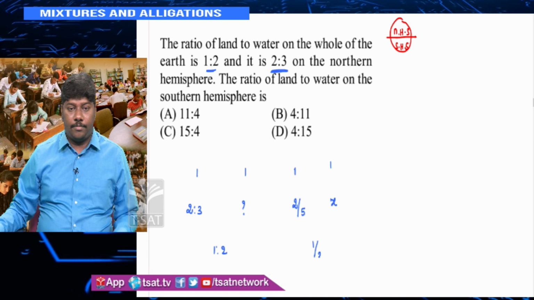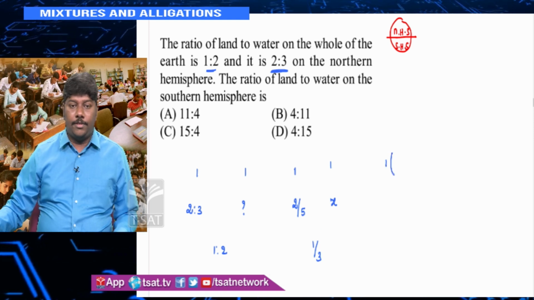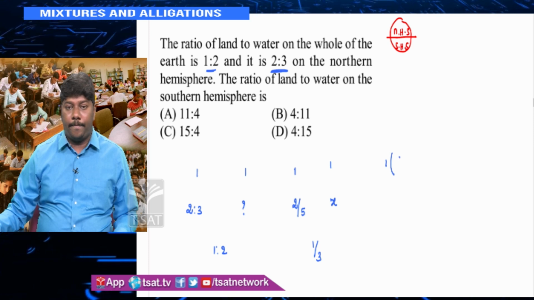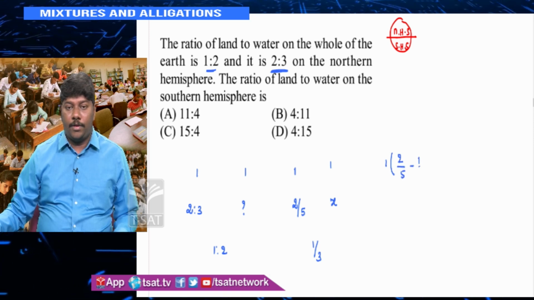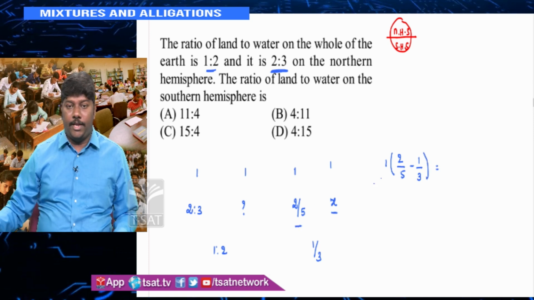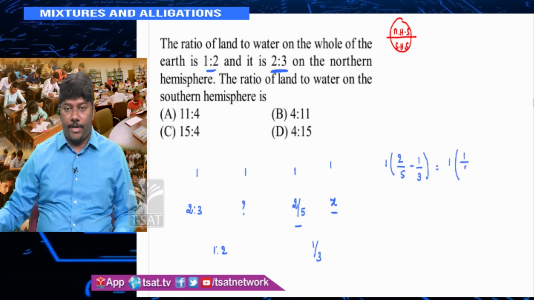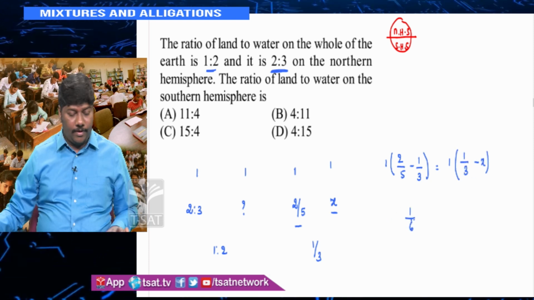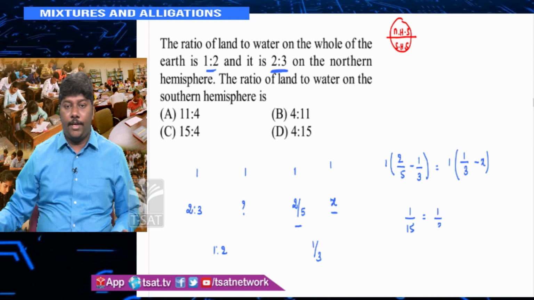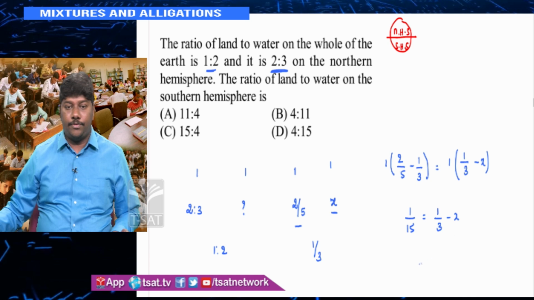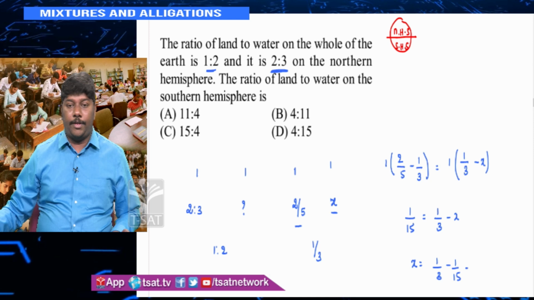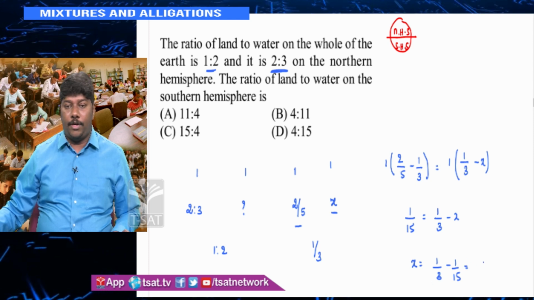Here 1 by 3. 1 into the difference is 2 by 5, 1 by 3. So 2 by 5 minus 1 by 3 gives me 6 minus 5, which is 1 by 15, is equal to, if 2 by 5 is more, x must be less, 1 by 3 minus x. So x is equal to 1 by 3 minus 1 by 15, which is 4 out of 15.